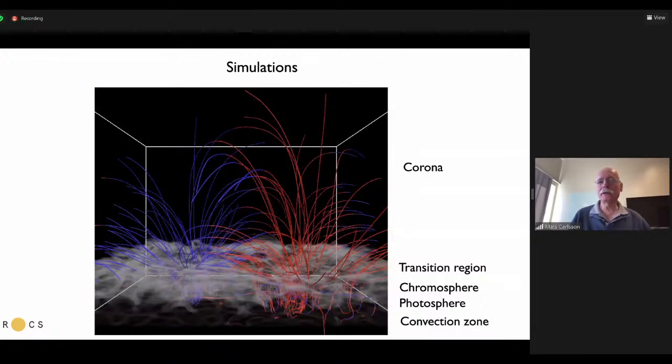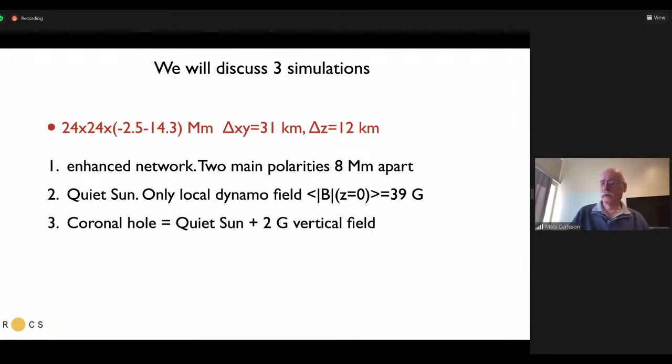And then the simulations, we simulate only a small part, a box in a star. So a typical simulation is 24 megameters on the side and going down 2.5 megameters and up 14 megameters into the corona. But we have a box then that includes the top of the convection zone, the photosphere, the chromosphere, transition region, and the lower part of the corona. So I'll show some simulations, actually 3 different simulations that all have these characteristics of 24 by 24 megameters, going down 2.5, up 14.3, with a spatial scale of 31 kilometers horizontally and 12 kilometers vertically as a minimum. It's a varying spacing vertically.